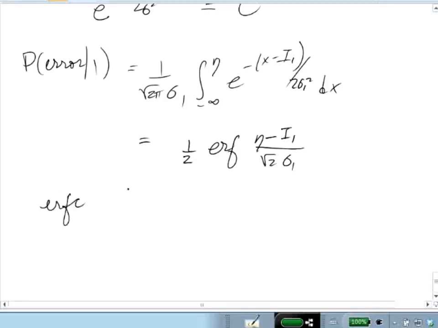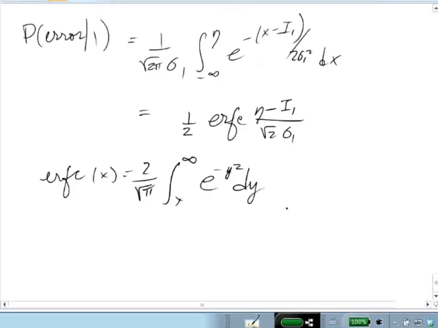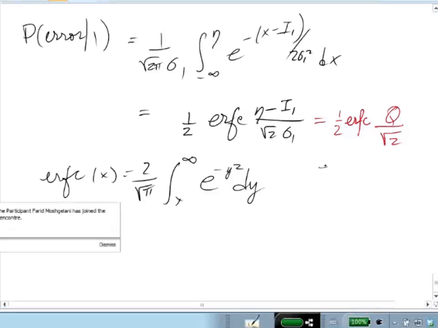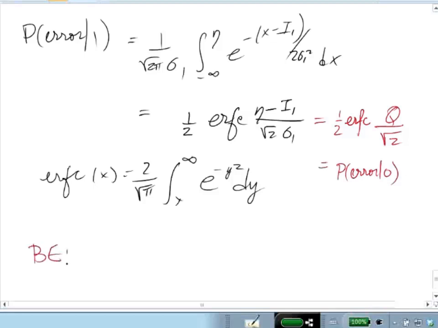And again, the definition of the complementary error function, sorry, I need the C there, is 2 over the square root of π, integral from x to infinity. This is the definition used in MATLAB. Okay, so the nice thing is that if we take this expression, we can simplify this and say that it's just equal to 1/2 the complementary error function of Q over the square root of 2. So Q clearly is a useful parameter in characterizing the bit error rate performance, and it's a very trivial exercise to show that this is also equal to the probability of error when a 0 is sent, and that the total BER then is equal to 1/2 erfc(Q over the square root of 2).